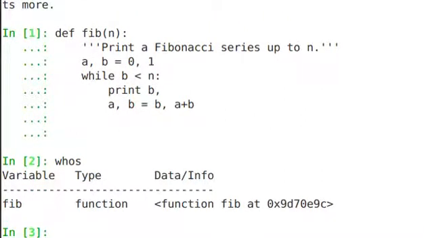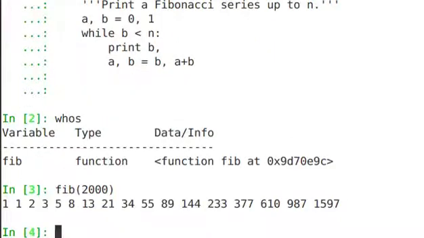So here's how you call our new Fibonacci function. Let's do fib, and we'll pass in a number to it. Let's do 2000. And there you go: 1, 1, 2, 3, 5. You see that that's the addition of the prior two. 1 plus 1 is 2, 1 plus 2 is 3, etc.